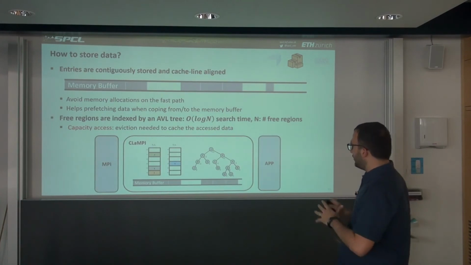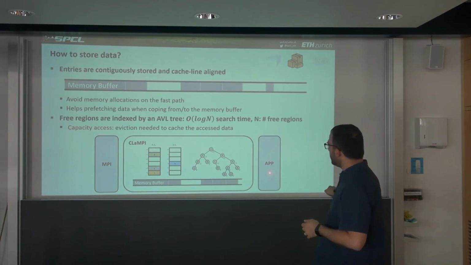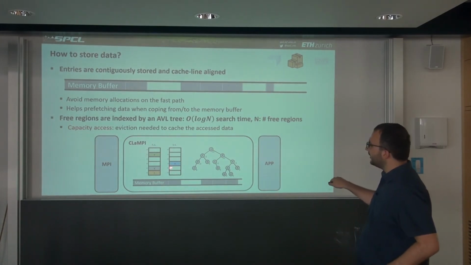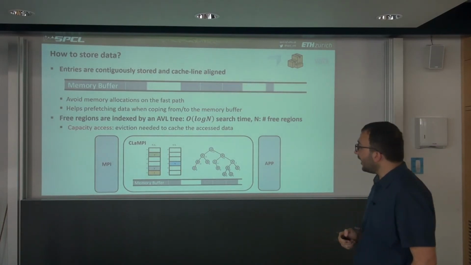So in conclusion, this is the architecture we have. We have MPI and then the application, and in the middle we have CLaMPI, which relies on these data structures in order to enable RMA caching.